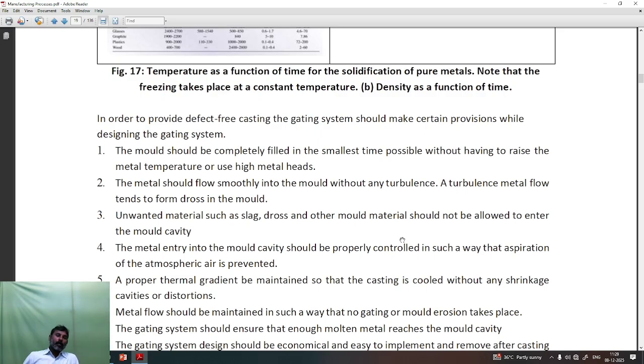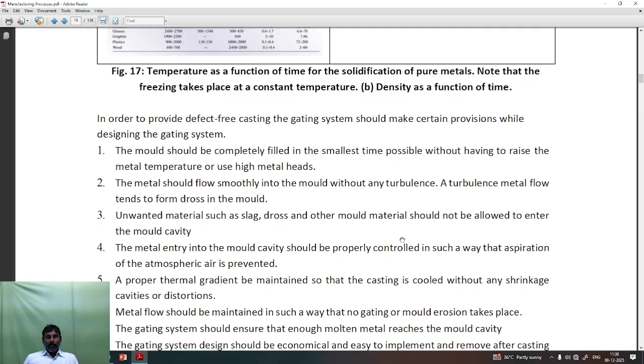In order to provide defect-free casting, the gating system should make provisions while designing. The mold should be completely filled in the smallest time possible without having to raise the metal temperature or use high metal heats. The metal should flow smoothly into the mold without any turbulence. Turbulent metal flow tends to form dross in the mold. So unwanted materials such as slag, dross and other mold material should not be allowed to enter the mold cavity.